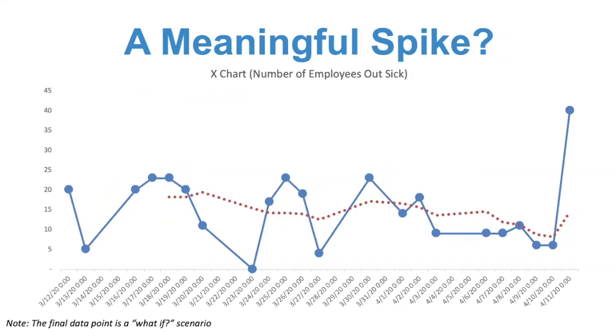This did not actually happen at Memorial Health. We see this data point, and we wonder, is that a meaningful spike? You can see the moving average blips up a little bit. It's a little harder to know what to do about that. What do we do about this data point here?